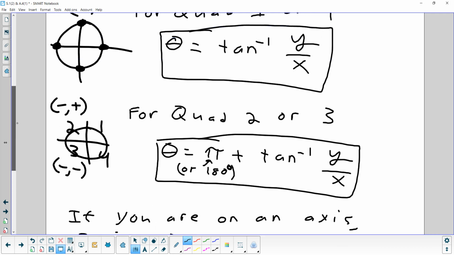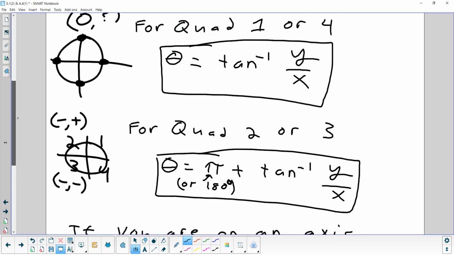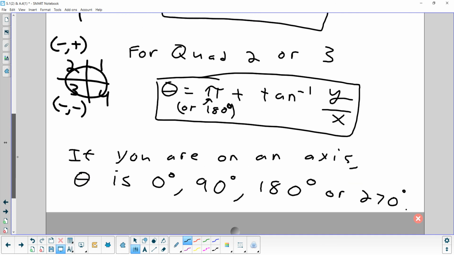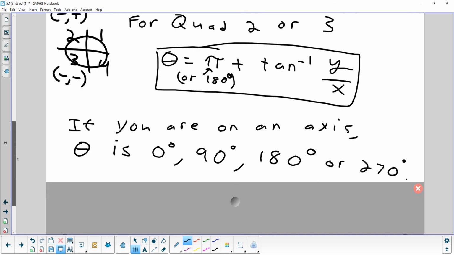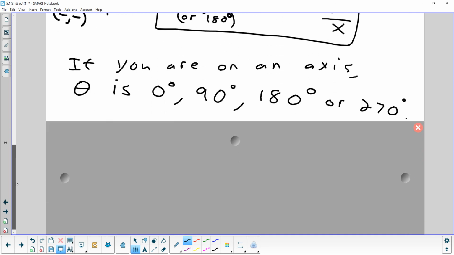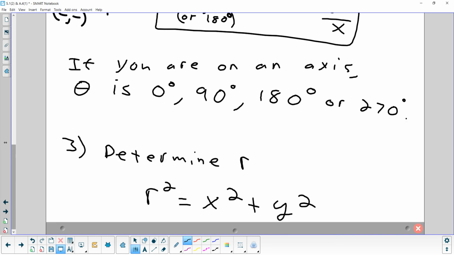So now that covers every possibility you could have for an angle. In a quadrant, on an axis. So once we have the angle, last thing we usually finish up with is the radius, and for that we just use Pythagorean theorem. That's the same formula no matter what quadrant you're in. Doesn't matter.